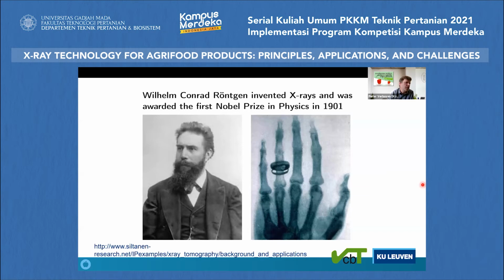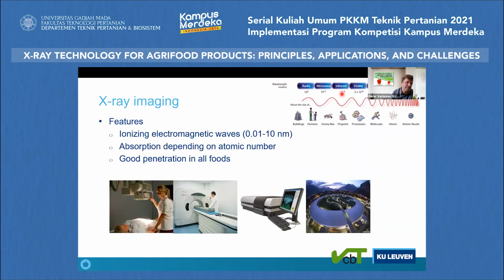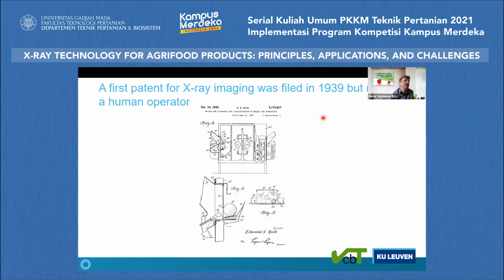But since then, of course, a lot of things have evolved. Still, already in the early 20th century, there were patents filed to use this X-ray imaging method for, as you can read the title of the patent here, to classify fruits and foodstuffs. So it was recognized very early on that X-ray might be a very useful method for looking at agri-food products.